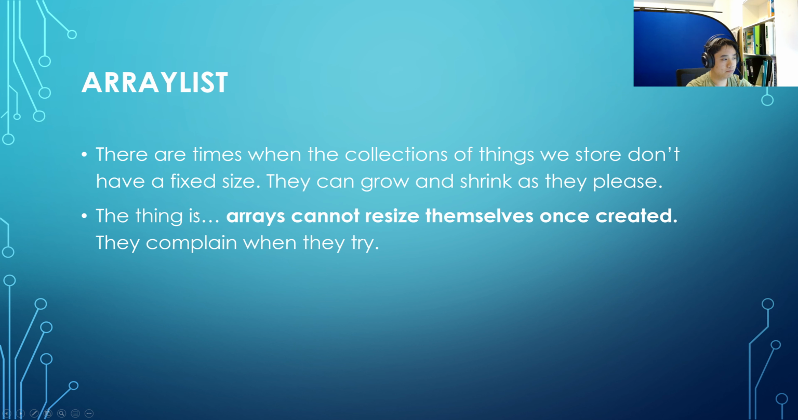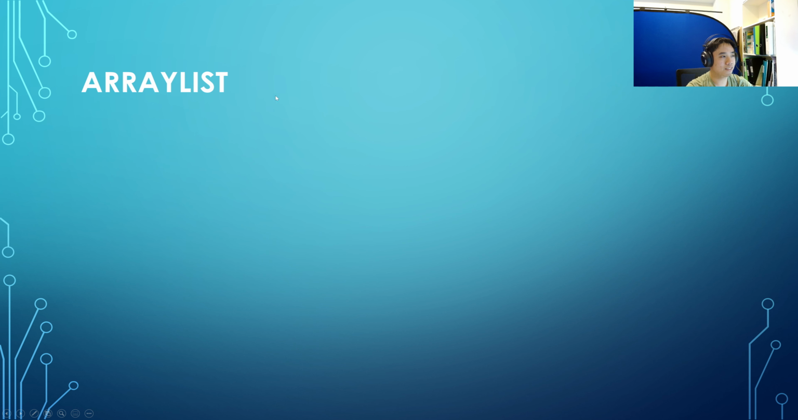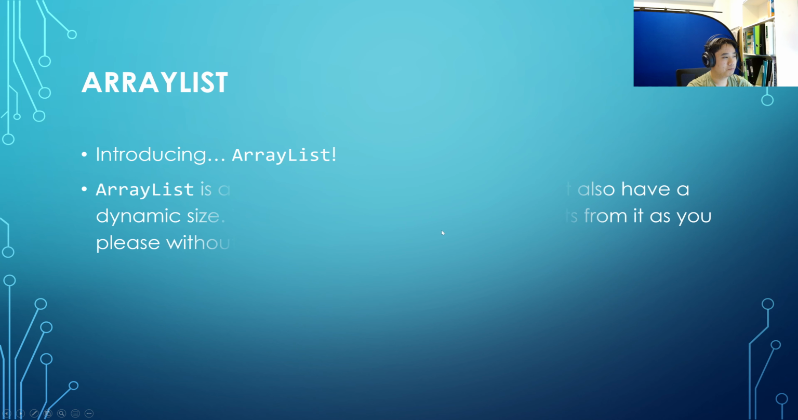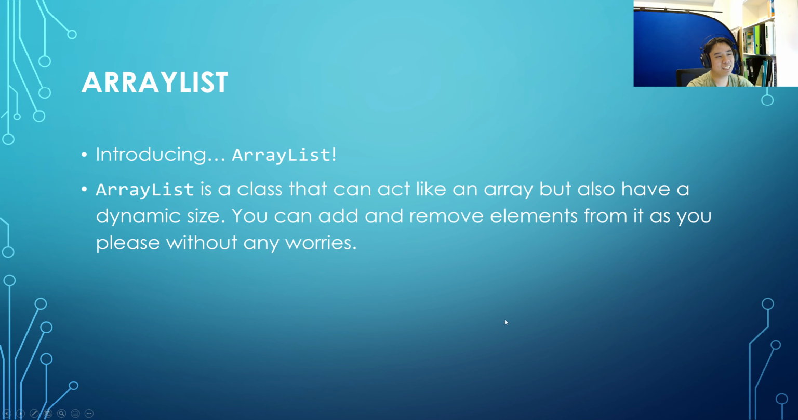Exactly. So we have arrays that cannot resize themselves once they're created. So that's a problem, right? They complain when they try. So what should we do? Well, as the name implies, we use a thing called array list. What this does is it can act like an array, but it also can have a dynamic size. So you can add stuff, remove stuff, you can do whatever you want with no worries.